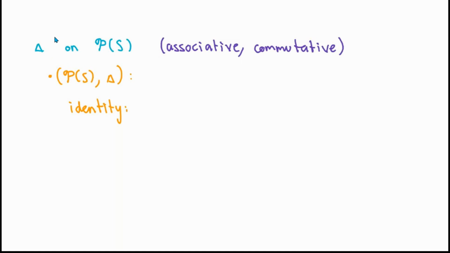Well, to answer that, you need to think about the definition of symmetric difference. Maybe looking at a Venn diagram might help you to guess what the identity element should be, but I'm just going to tell you, it turns out that we can take the identity element to be the empty set, which of course is a subset of any set S, so it's an element of the power set of S.